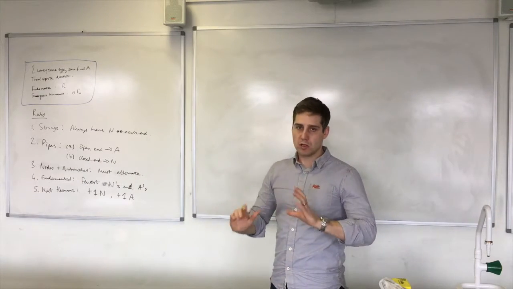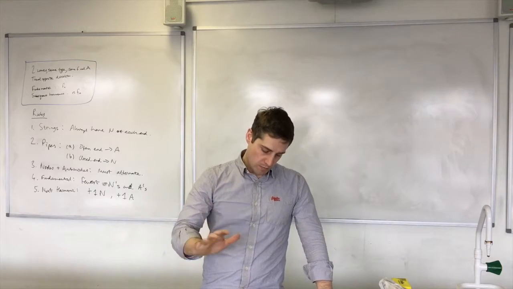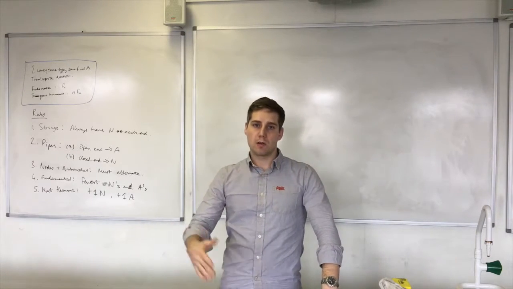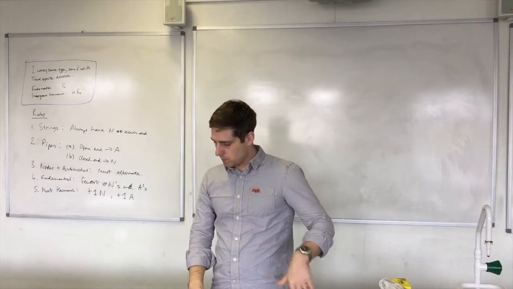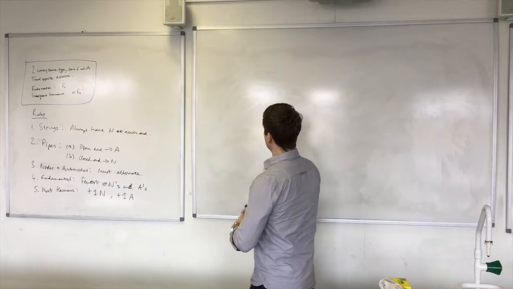Now let's look at specifics. We'll look at some harmonics in strings, followed by some harmonics in open pipes and then closed pipes. And we'll see how these rules help us to figure it out. So we'll start with strings.